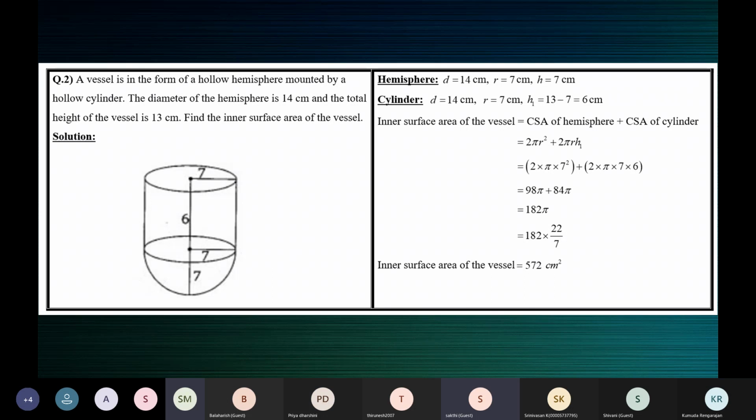Don't worry about H and H1, that's your choice. In two places we have height, so you should differentiate. You can say small h, capital H, or H1 and H2, or H and H1.